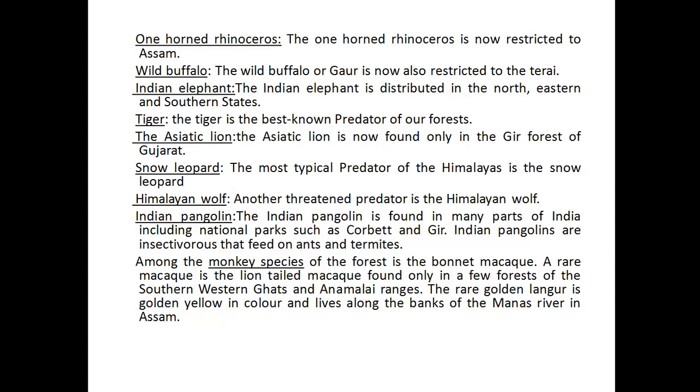The Himalayan wolf is another threatened predator. Then you have the Indian pangolin. The Indian pangolin is found in many parts of India, including national parks such as the Corbett and Gir. Indian pangolins are insectivorous that feed on ants and termites. Among the monkey species of the forest is the bonnet macaque. A rare macaque is the lion-tailed macaque found only in a few forests of the southern Western Ghats and Annamalai ranges. The rare golden langur is golden yellow in color and lives along the banks of the Manas River in Assam.